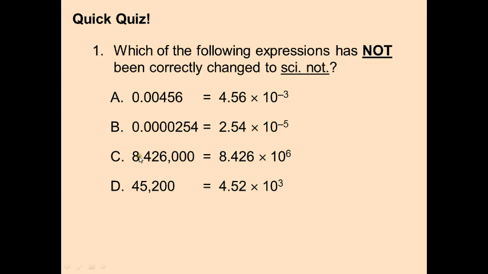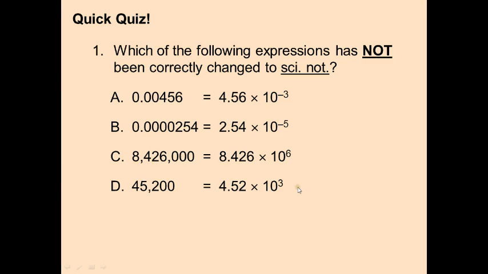So let's do C. So we have to move the decimal place, but this is a positive because it's a big number. So we have to move the decimal place 1, 2, 3, 4, 5, 6 digits to get it into the right spot. So the new number is 8.426 because we have to write all the non-zeros, and then times 10 to the 6th because we passed 6 digits.